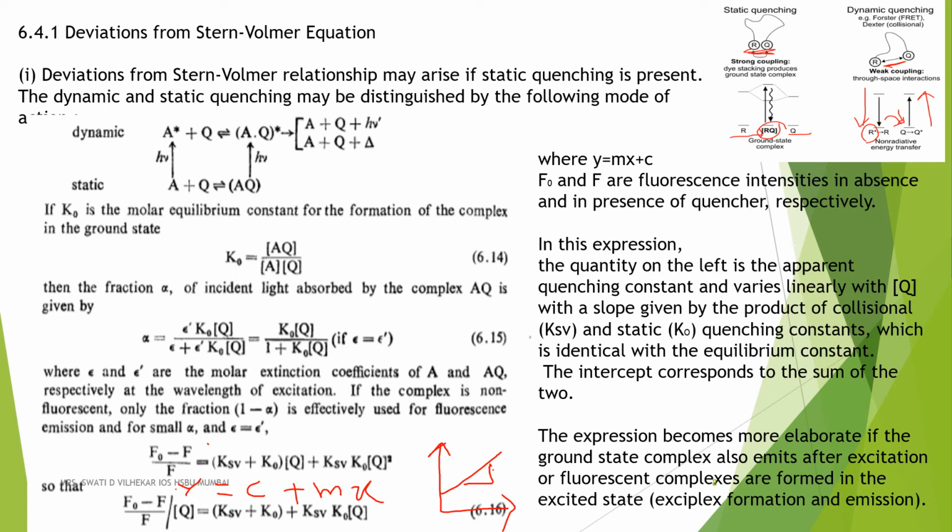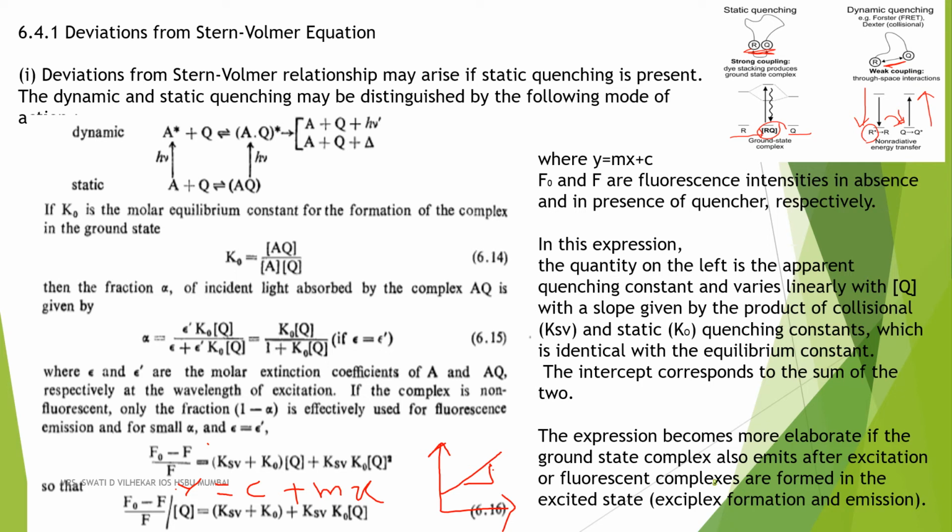Now this complex may absorb some radiation, and after absorbing the radiation it will form an excited state complex. The excited state complex which is formed is called an exciplex, and it may or may not emit radiation. So A plus Q will form a complex AQ, and that complex will absorb the radiation and form AQ star, and that exciplex may be radiative or it may not be radiative.